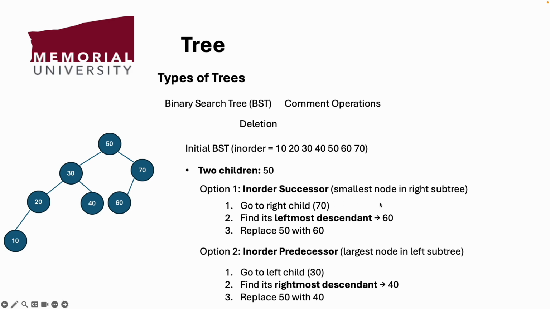So for all these operations, insertion and deletion, after the operation, we need to make sure we still keep the property of the binary search tree. For this case, they have two options, but most implementations choose what? Option 1, the in-order successor. Usually we go to the right subtree, find the leftmost descendant, and then replace it.